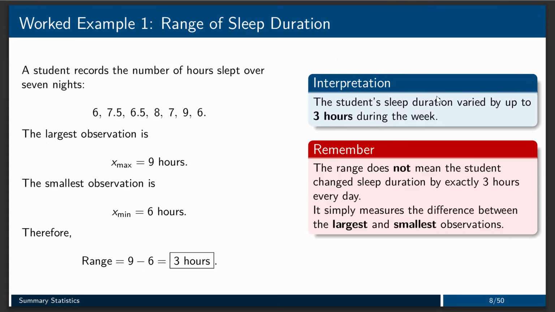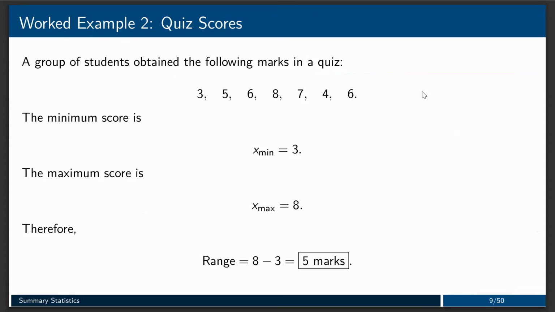What does this mean? The student's sleep duration varied by up to 3 hours during the week. So the range does not mean the student changed sleep duration by exactly 3 hours every day. It simply measures the difference between the largest and the smallest observation.